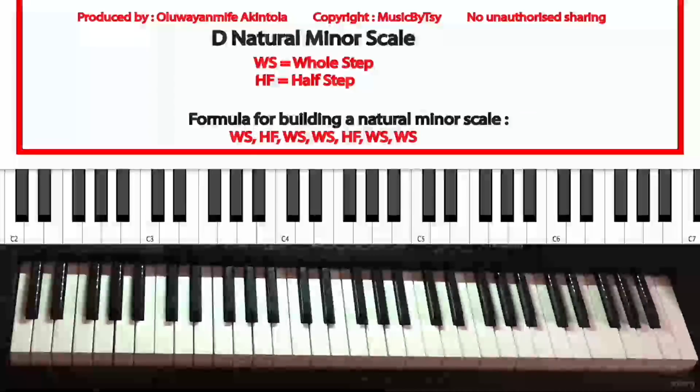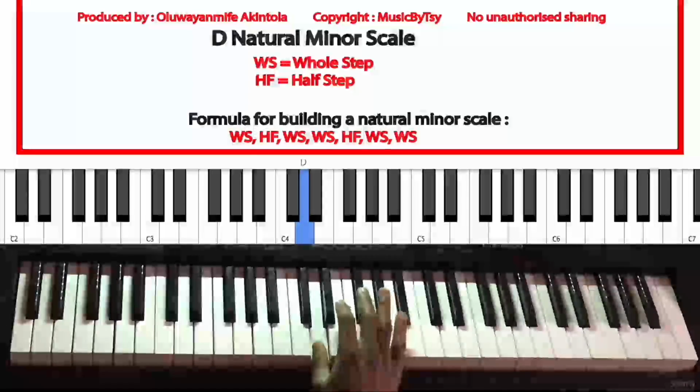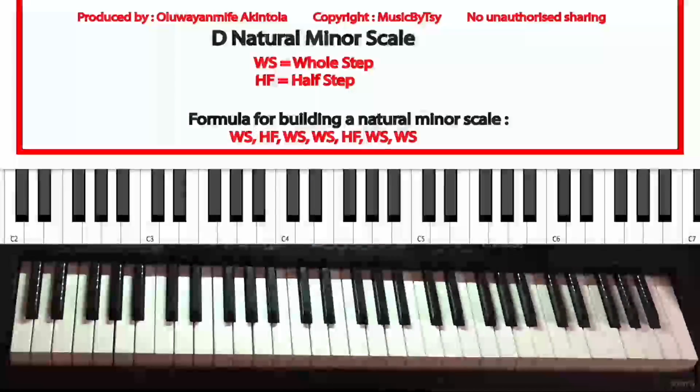In this lesson we're going to be learning about the D natural minor scale. Now in order to build a natural minor scale for any key, there are two methods that we can use. The first method has to do with making use of our knowledge of the relationship between major scales and natural minor scales. The second method has to do with using the formula. In this lesson, we're going to be using both methods.